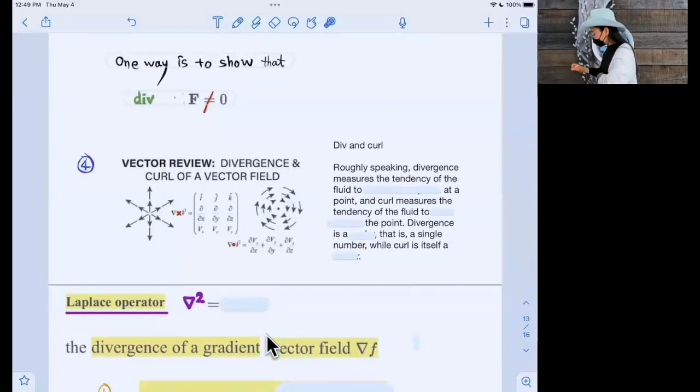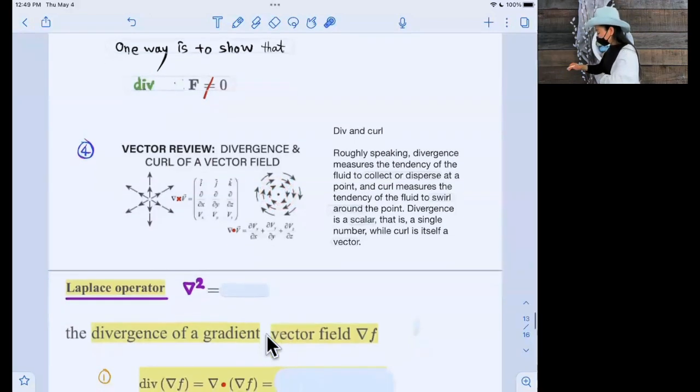Okay, next one. Here are the things over here. I put a picture. Okay, so this picture here, you can try to relate to the divergence. Okay, so it's a tendency that the liquid is going to go inside or go out. Okay, and then the curl is the tendency of it to swirl around that point.